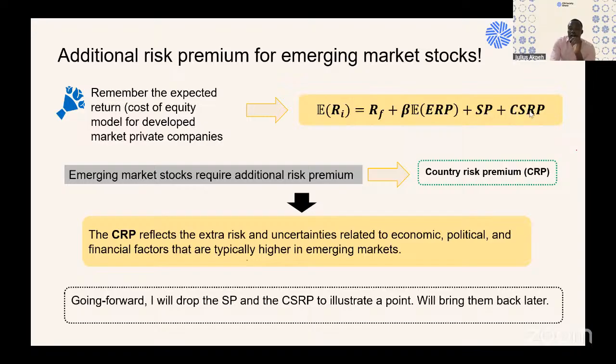And then for small companies, we added additional premiums. One is the size premium, and the other one is the company-specific risk premium. So that's what we have, and we have the expected return on the stock as this. So this is what we have for developed markets, private companies, or companies not listed, or even small companies, so to say.